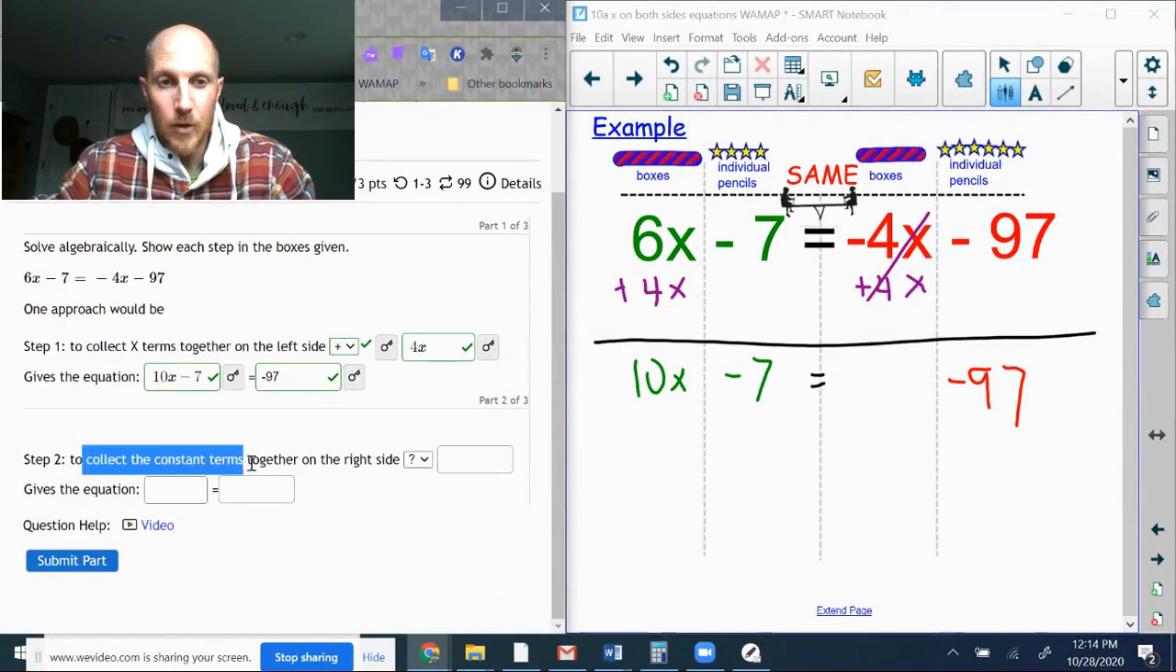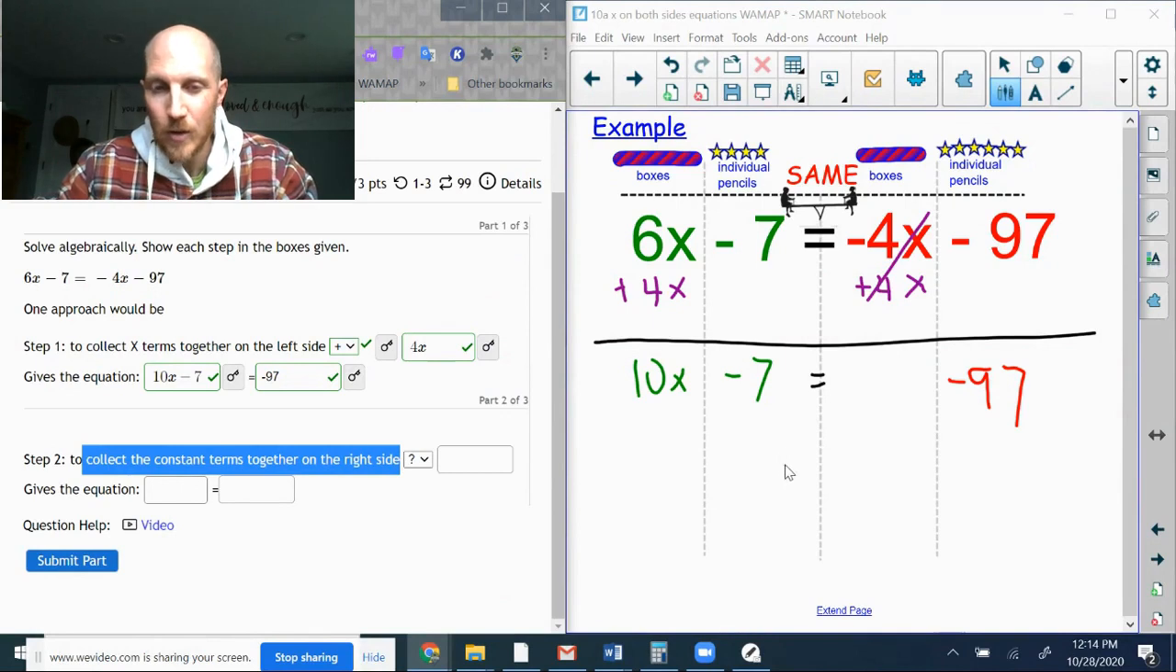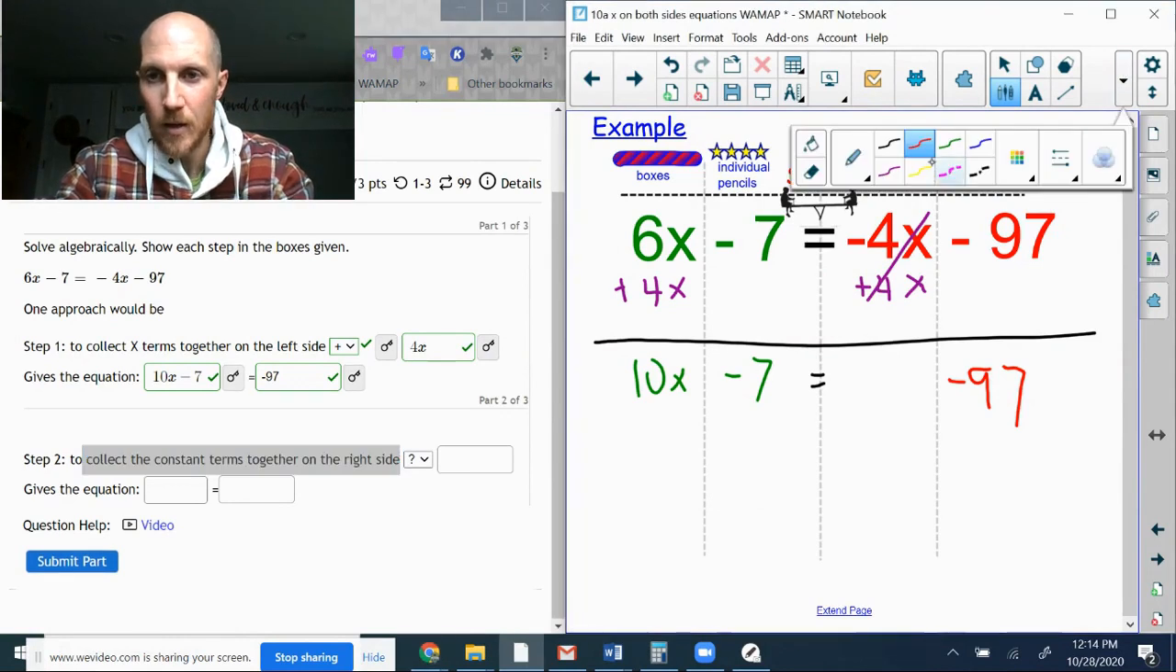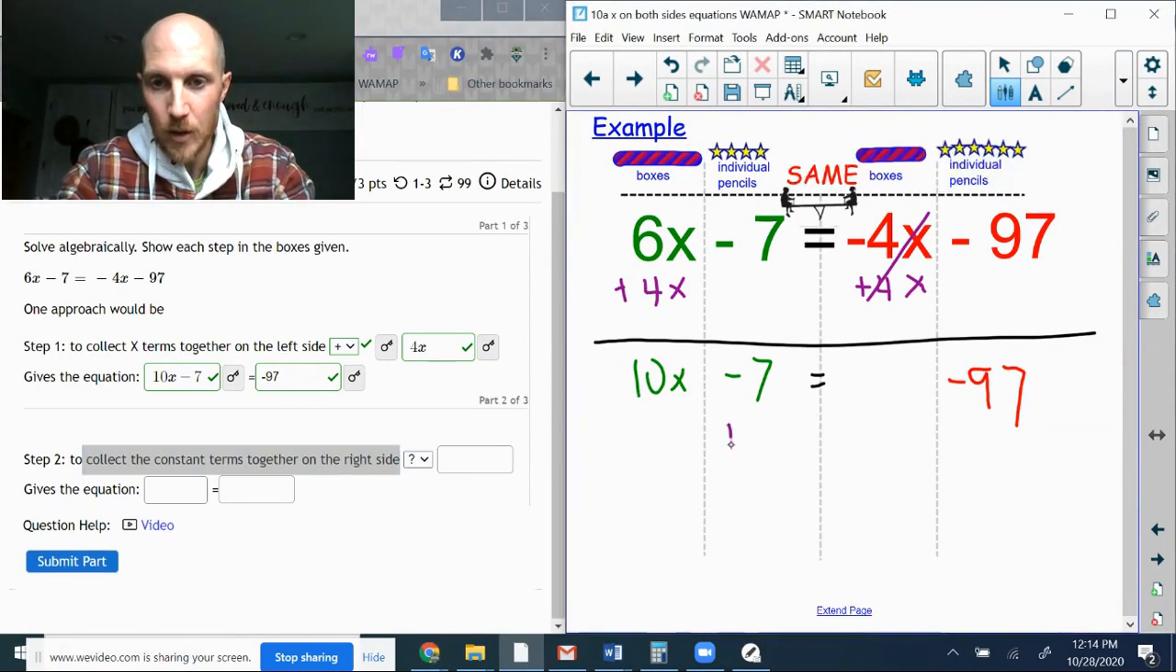Step 2, collect the constant terms together on the right-hand side. Here, the constants mean the numbers. So to move them to the right side means I'm going to move them towards the red side. So I will need to get rid of this green negative 7. I'll have to do the opposite. So I'm going to add 7. I'm going to keep my numbers lined up in my number column, or the constant column.